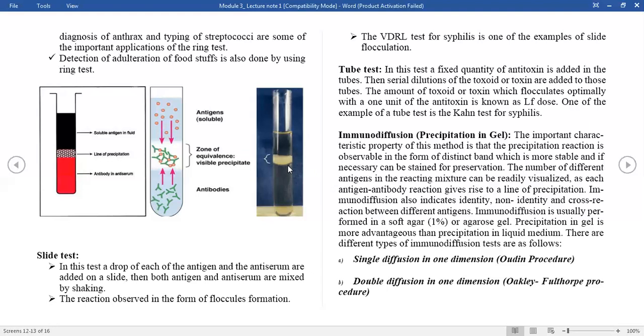And one of the examples of the tube test is the Kahn test for syphilis. We can use it for the VDRL test. So this is for quantification, a quantitative test for syphilis or VDRL test.